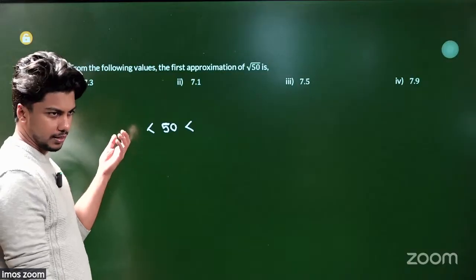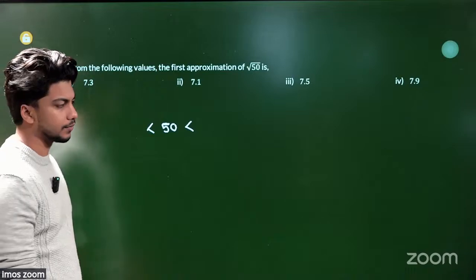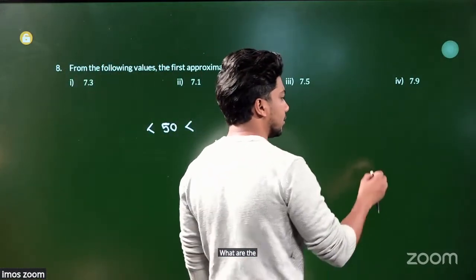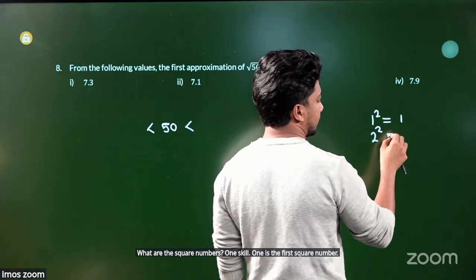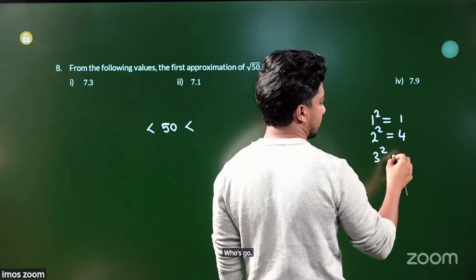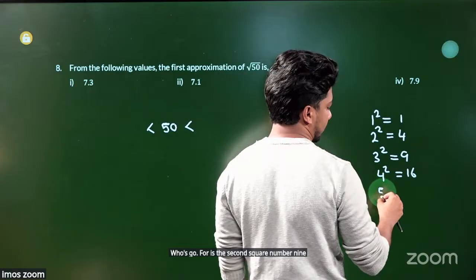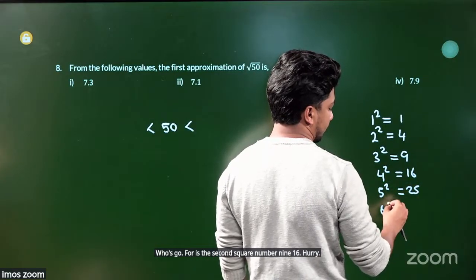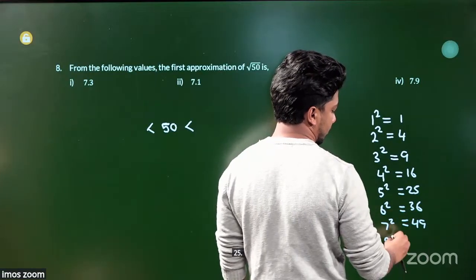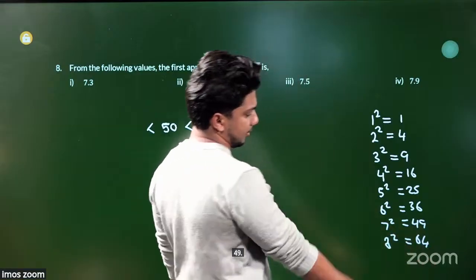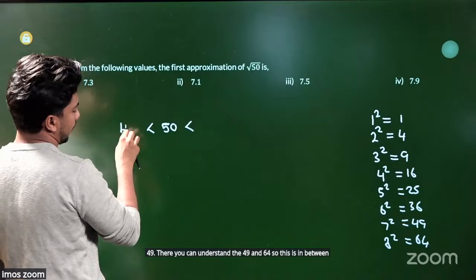the nearest perfect square numbers on both sides, who the two square numbers are. So what are the square numbers? Right? One square. One is the first square number. 2 squared, 4. 4 is the second square number, 9, 16, 25, 49. There you can understand the 49 and 64. So this is in between 49 and 64.